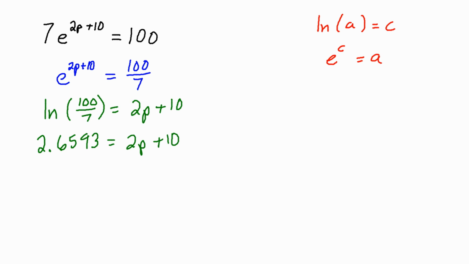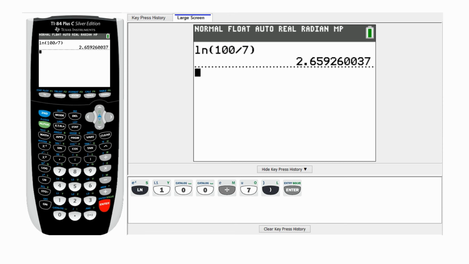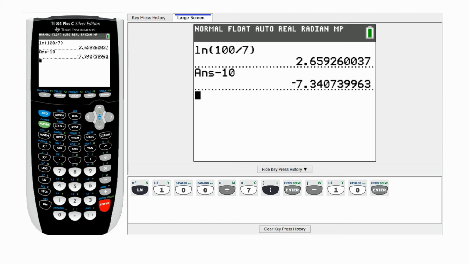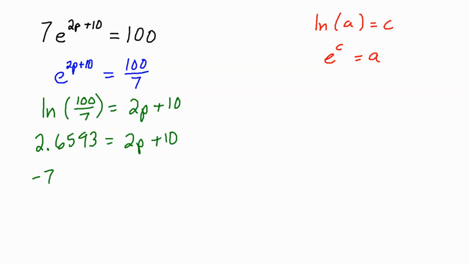Now I want to subtract 10 from both sides. Calculating, I can just type minus 10. It will immediately subtract it from the answer. Enter, and I have negative 7.340739963. I'm still going to round to the 4th decimal place, which gives me negative 7.3407 equal to 2p.